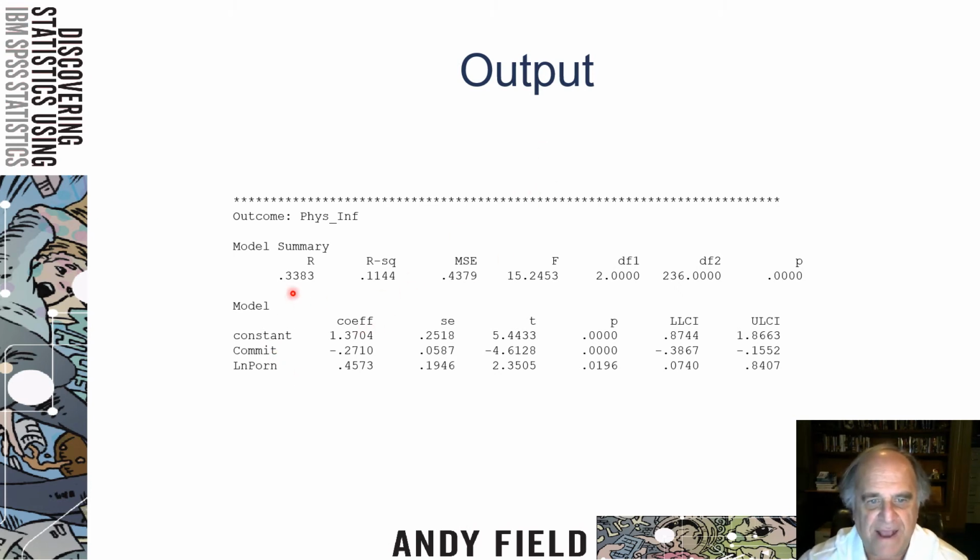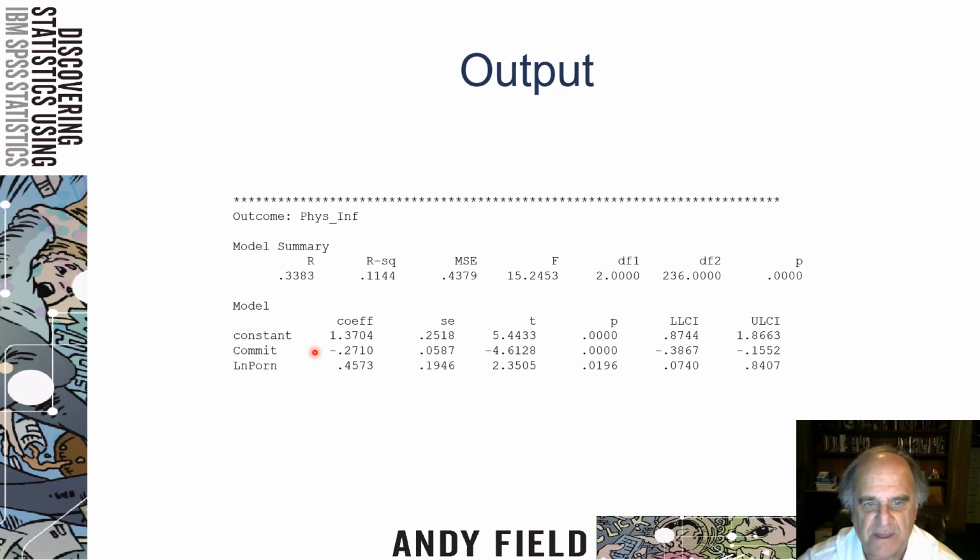But let's go back a second. We now have an overall R of 0.3383, which gives us an R square of 0.1144, which means we're explaining 11% of the variance in the outcome variable. The P here is really low, 0.0000, so it's significant.